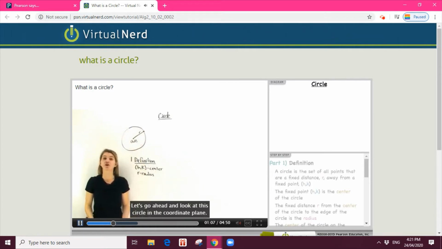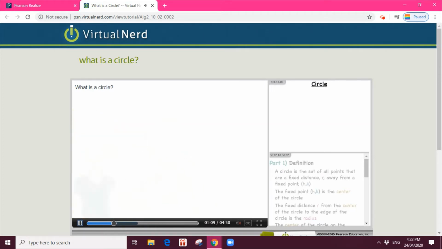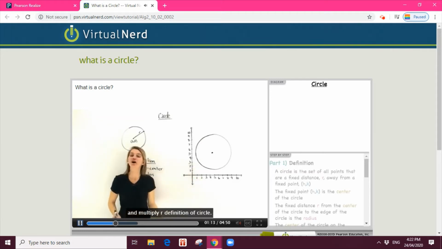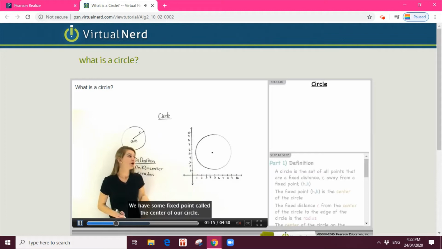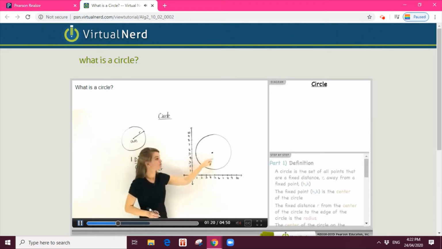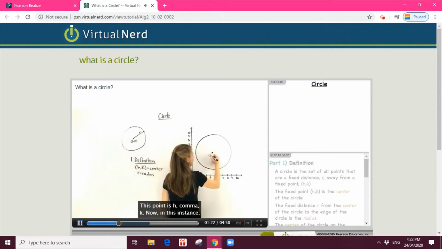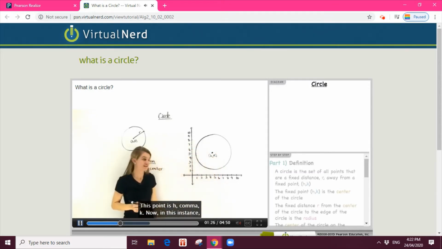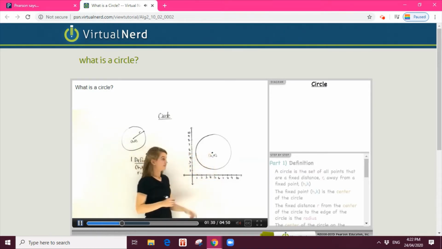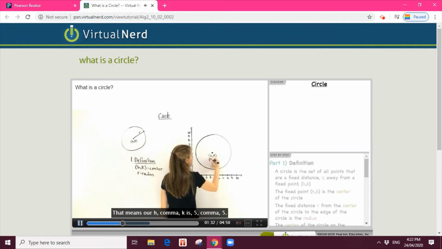Let's go ahead and look at a circle in the coordinate plane. So let's take a look at the graph of this circle here, and let's apply our definition of circle. We have some fixed point called the center of our circle. This point is h, k. Now, in this instance, the center of this circle is located at 5, 5. That means our h, k is 5, 5.